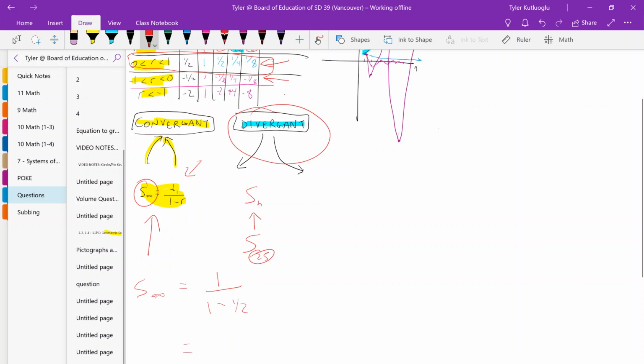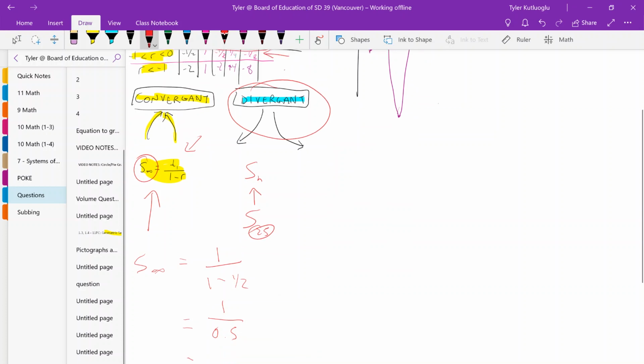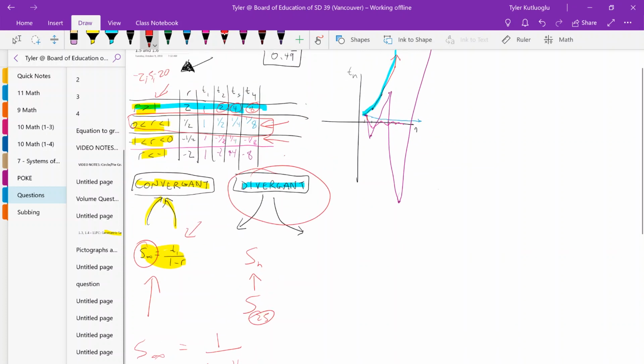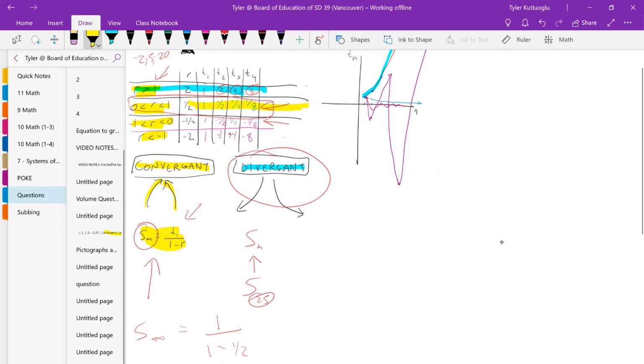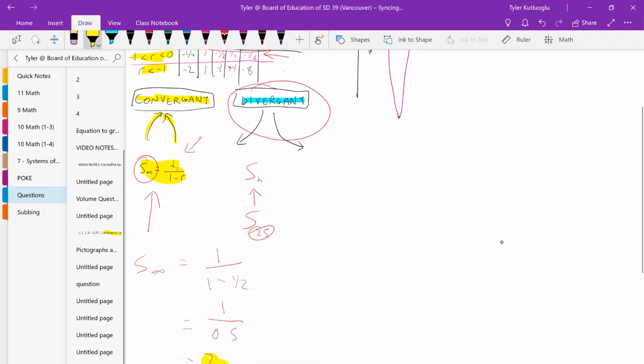So that's going to be 1 over a half, or 0.5, doesn't matter, whatever you want. Okay, 1 divided by a half is 2. So it's saying if you took all the terms for infinity in this series, they would eventually add up to 2. That's like the cool magical thing. And it's just a simple number, it's just 2.